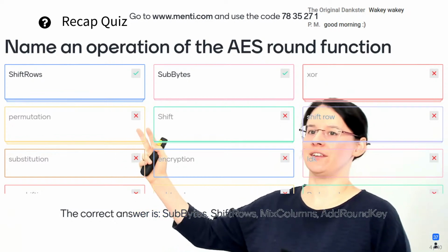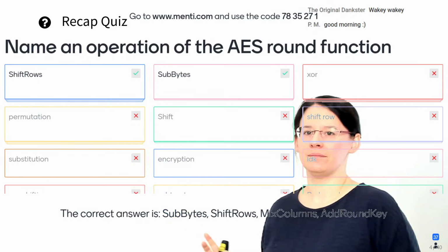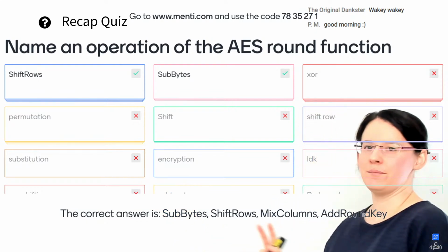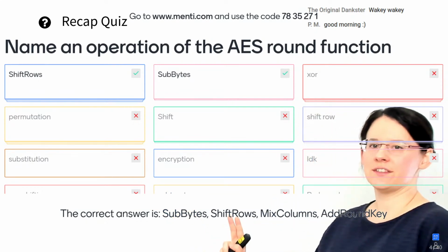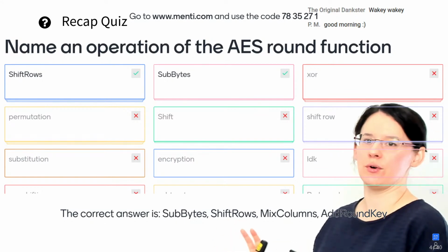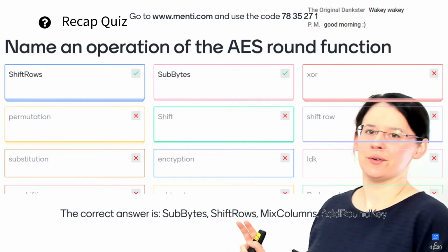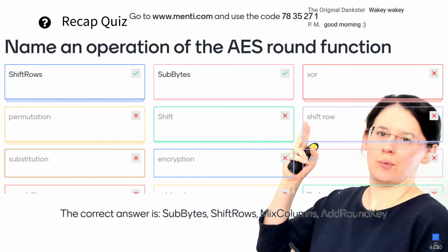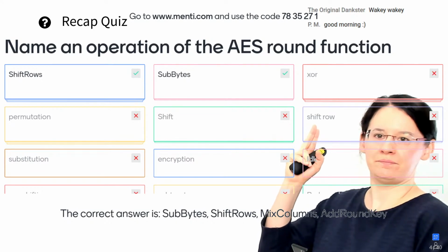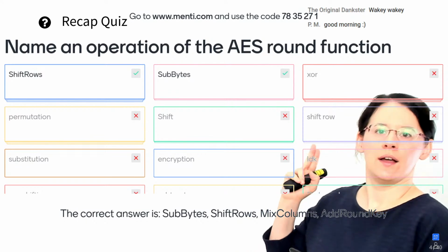Permutation is also a description of one of the steps, but not the name. So if you're guessing which of these was the permutation step, the correct answer is that ShiftRows simply permuted the bytes, so changed the order of the bytes. Shifting is another name for ShiftRows, I guess, that you can use here. Shift row, well, that was just a spelling problem. So the correct name is ShiftRows.